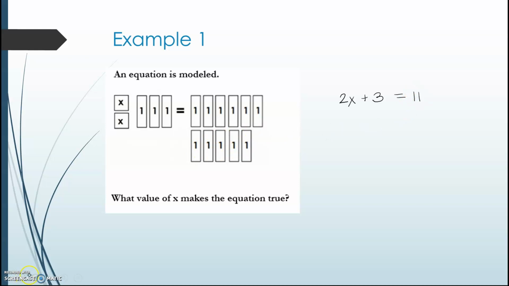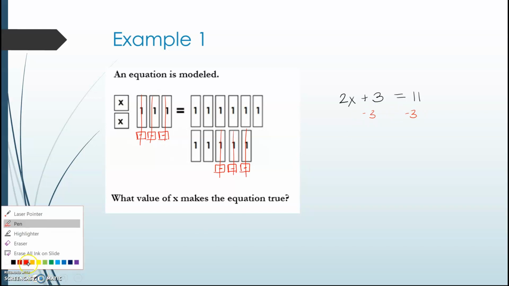Okay. So my first step is that I need to get rid of whatever is on the same side as x. So I need to get rid of these 3 over here. Since those are positive, I need to make zero pairs with negatives. So I have 1, 2, 3. And what I do to one side, I have to do to the other. So 1, 2, 3. So these cancel because those are zero pairs, and these cancel. That was like subtracting 3 from each side.